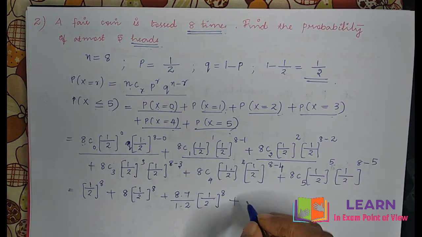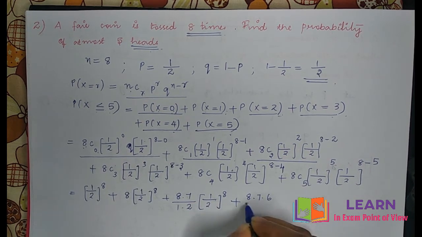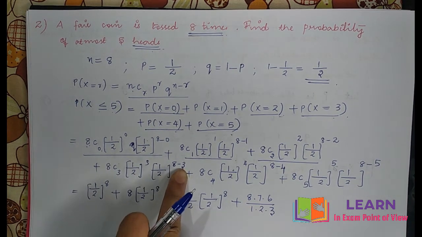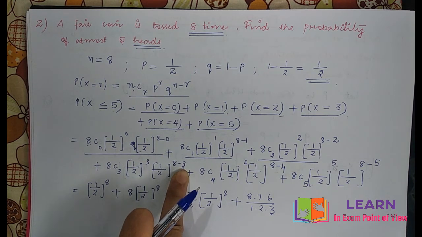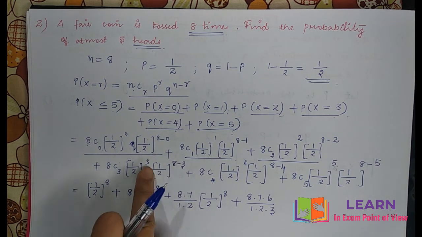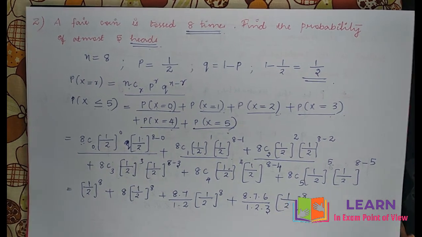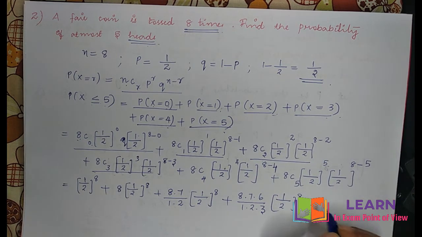Now 8C3 means what? 8 into 7 into 6 by 1 into 2 into 3. Then 8 minus 3, that is what? 5. 5 plus 3, again 8. So (1/2) raised to 8. This we also completed. Plus 8C4 is what?